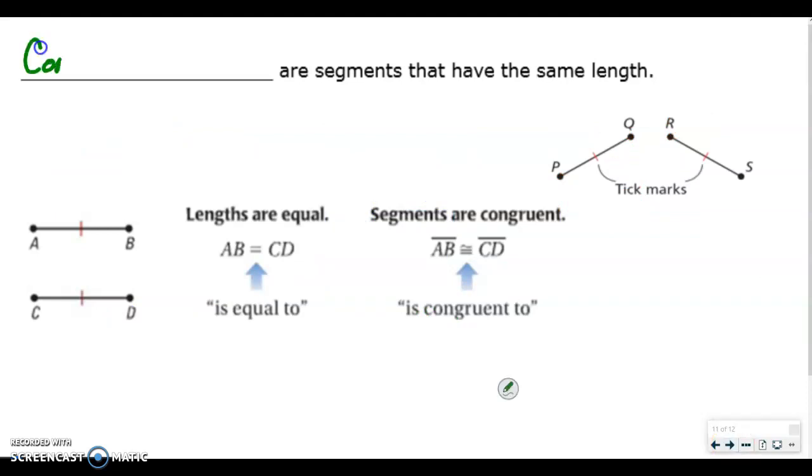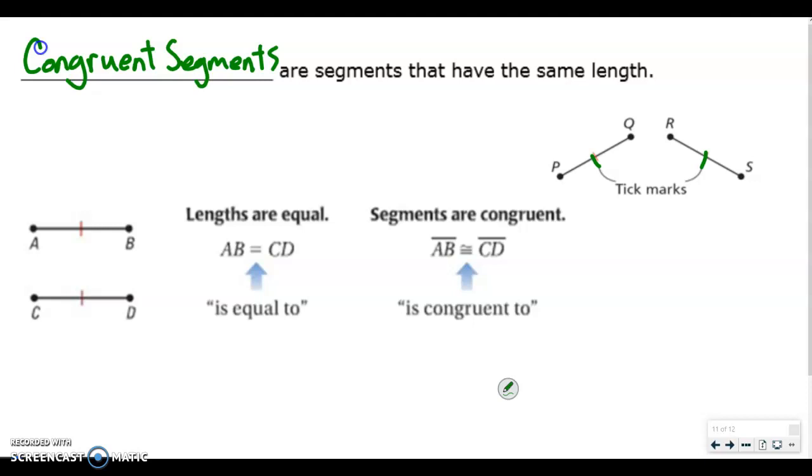All right, real quick, we need to talk about congruent segments. Congruent segments are segments that have the same length. So if we look over here at the side, we're going to be marking them with these little tick marks to show that the segments are the same length. So if we look at AB and CD, the lengths are equal. So we would say, if the lengths are equal, we say AB equals CD. But the segments are congruent.